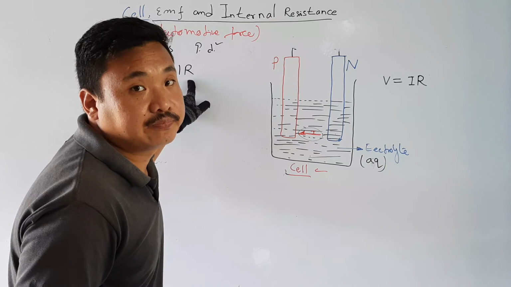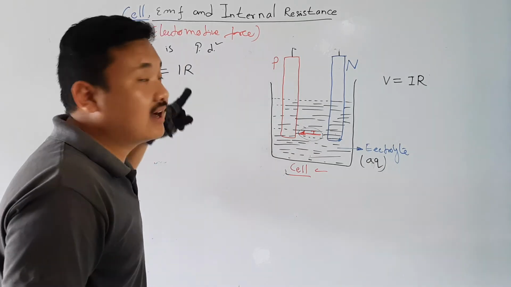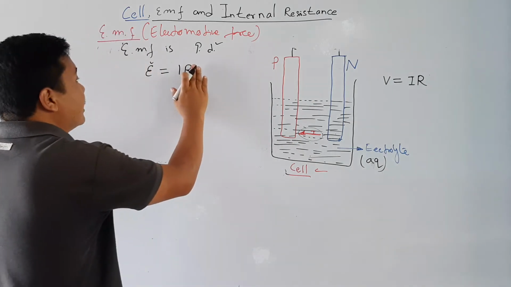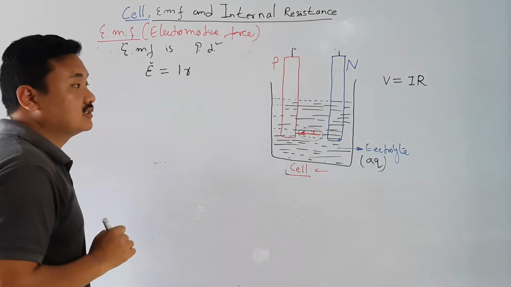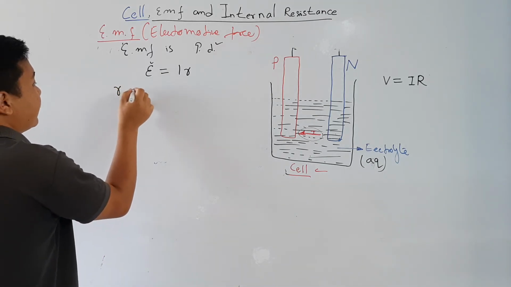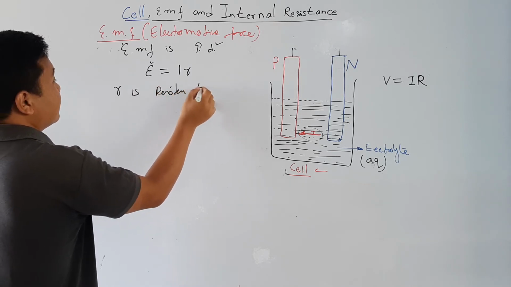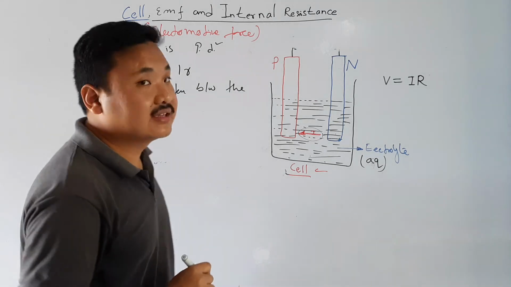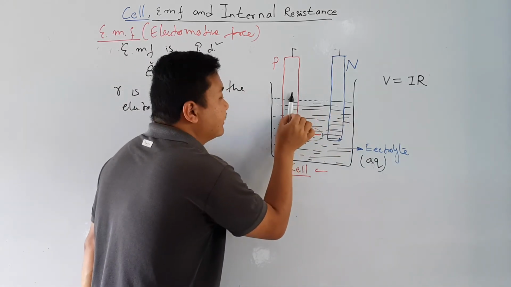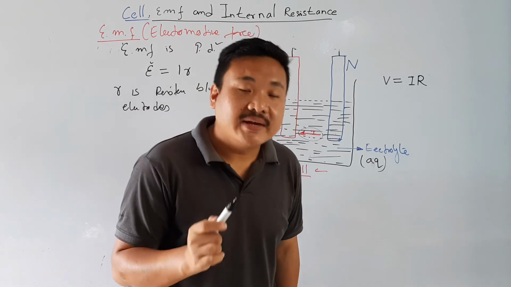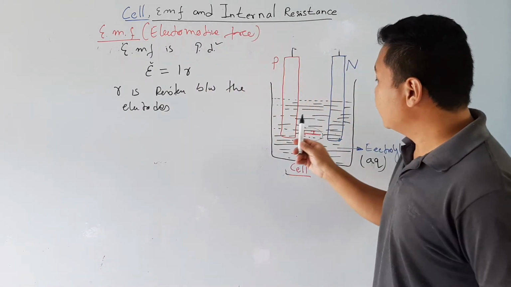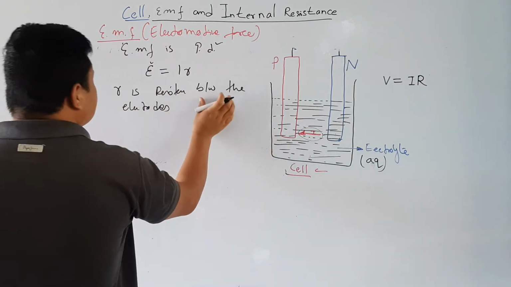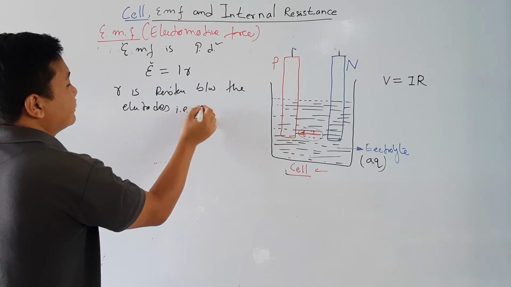Then what is this R? This R should be the resistance between this and this. I will write this as a small letter r for the time being, which is the resistance between the electrodes. So this R is the resistance between this electrode and this electrode. And which material is present between them? The material is my electrolyte.